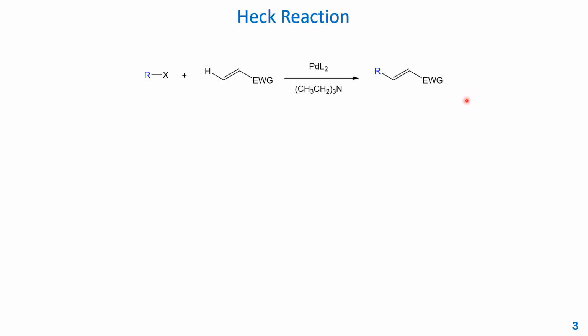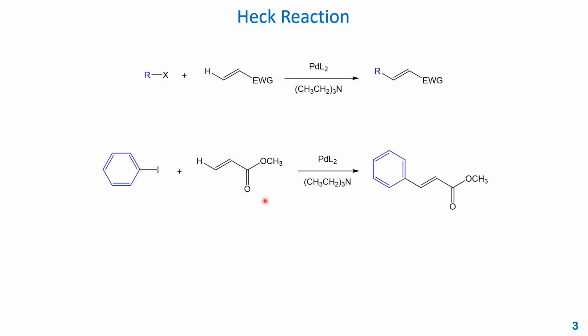Now look at the mechanism here. First, let's look at the examples of the reaction. First, we have iodobenzene reacting with this alkene, which is actually an ester. This ester is a common electron withdrawing group for the Heck reaction here. And this phenyl group will replace this hydrogen. This is trans to this electron withdrawing group, the ester. And then you will have this product formed.